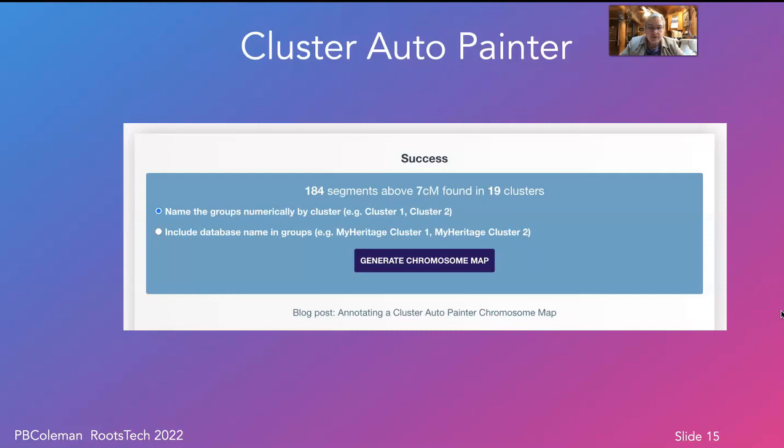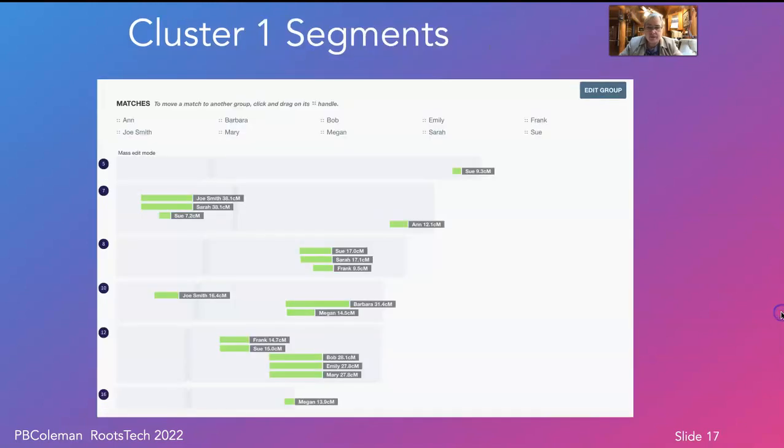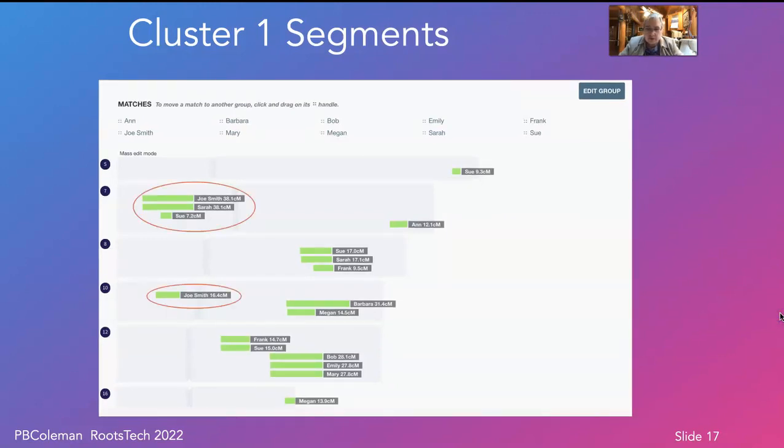So here we have 184 segments that have been found that are over 7 centimorgans, and they're in 19 clusters. And here are the 19 clusters from the MyHeritage auto cluster that I had run earlier. We're particularly interested in cluster 1 because that's the one that has Joe in it. And so here's cluster 1 and all the people that are shown in cluster 1. Now Joe Smith triangulates with me and Sarah and Sue on chromosome 7.